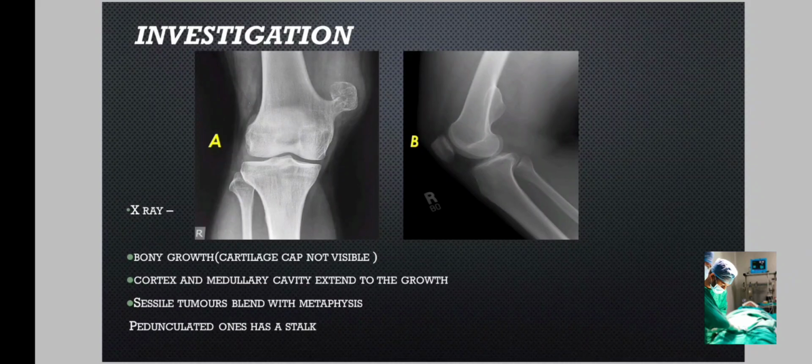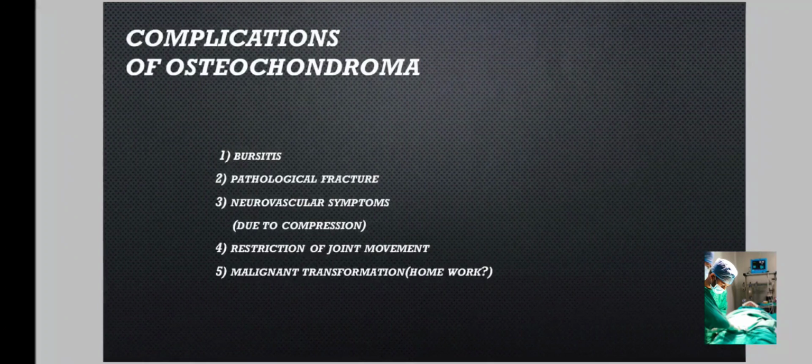And there is some differentiation. The first one is the sessile type, in which the base of the tumor basically blends with the metaphysis, and sometimes these are pedunculated ones, which have a stalk. And you can clearly see from picture A and picture B which is sessile and which is pedunculated. You can mention that in the comment section.